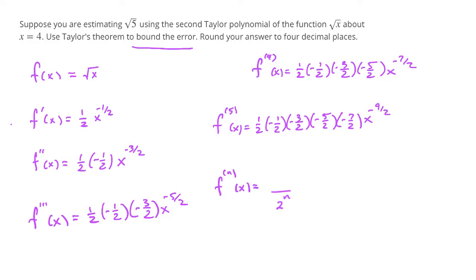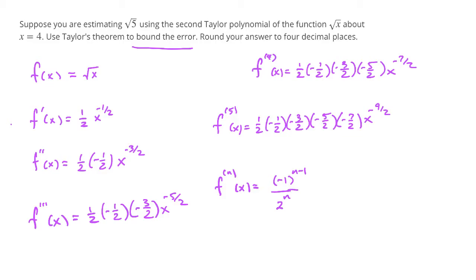Then what about these alternating signs? Well, we see we have a plus, we have a minus, we have a minus, we have a minus, and a minus. So we have n minus 1 minus signs for the order that we're actually taking the derivative. So that's going to give us a minus 1 to the n minus 1 power.